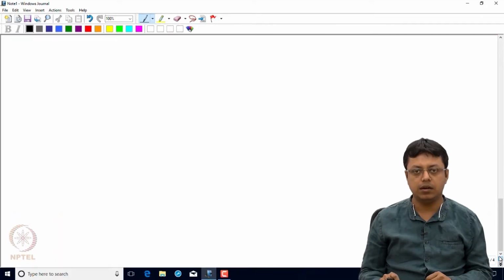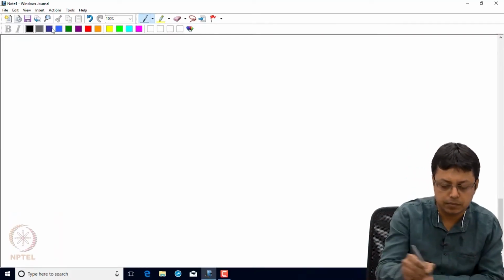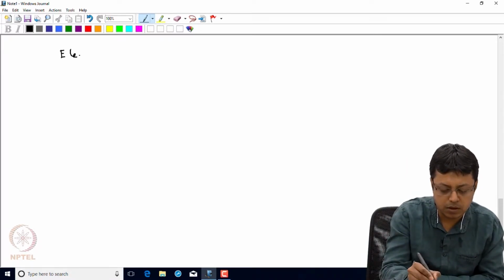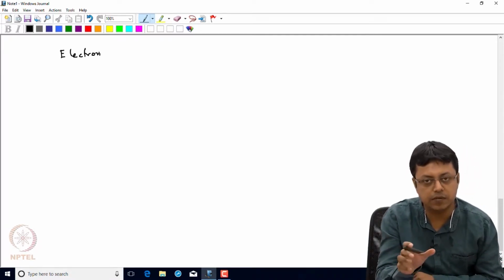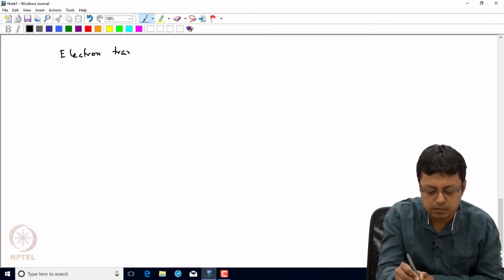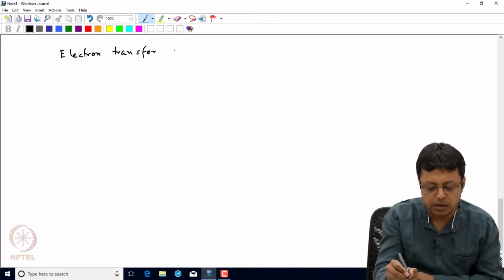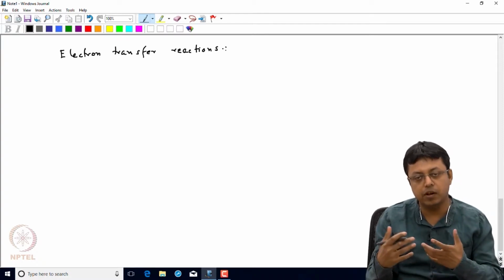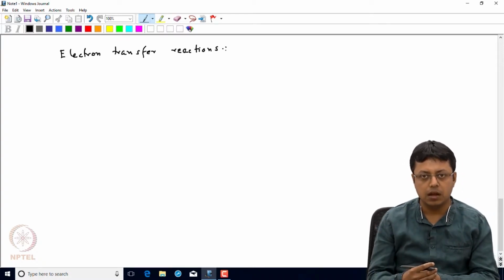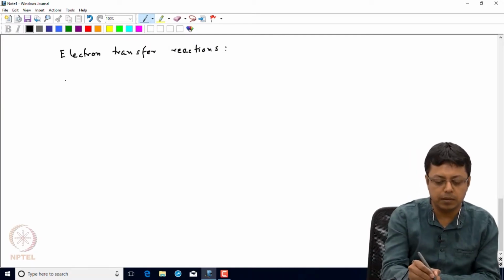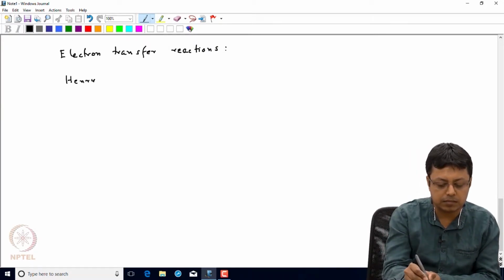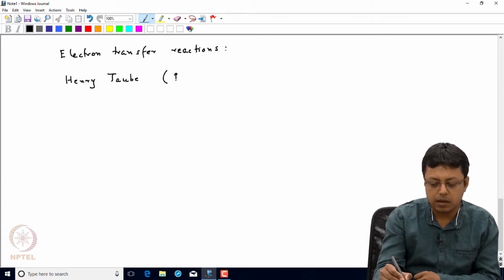Let us now start the discussion on electron transfer. And electron transfer, as you will see, these kind of reactions are also dynamically influenced by the solvent. So for electron transfer reactions, the mechanism for electron transfer reaction, particularly involving these transition metal ions, was proposed by Henry Taube, and this kind of mechanism is known as inner sphere electron transfer.